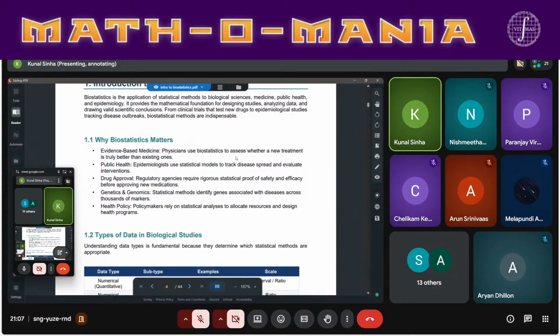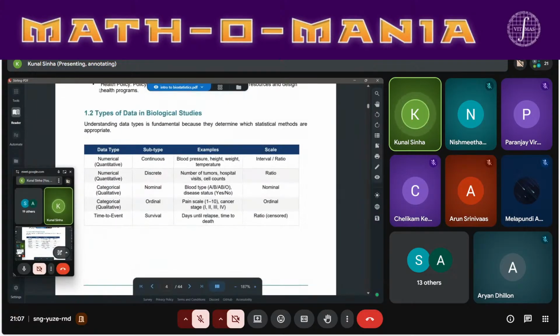Now, there are different types of variables in biological studies. Numerical continuous variables, basically like blood pressure, height, weight, temperature, and discrete, basically the number of something. Like number of cells is a discrete variable. Cell counts, hospital visits, and medicines that you're taking, those are all discrete variables.